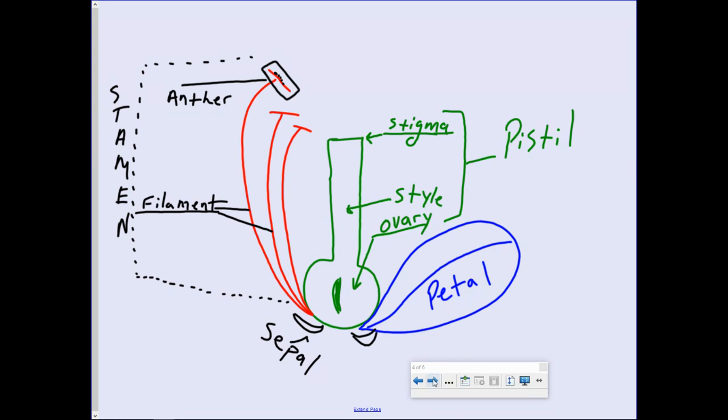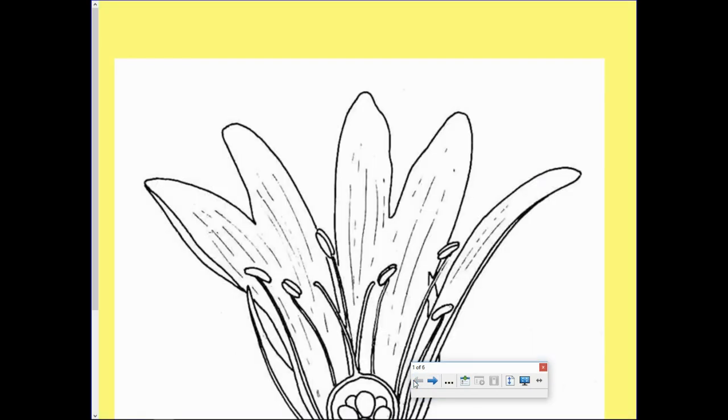So in a nutshell, that's what we talked about today. You want to make sure that you label this flower diagram, okay? Make sure you draw it out, okay? Make sure you draw that out.